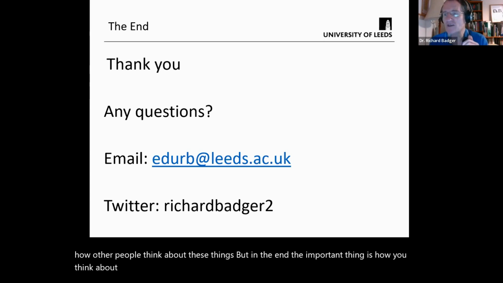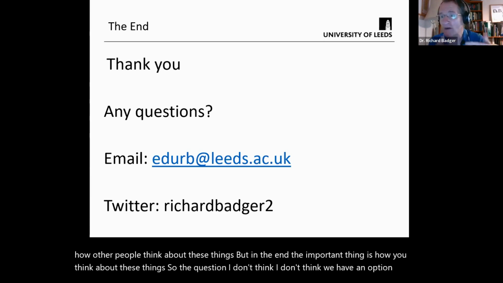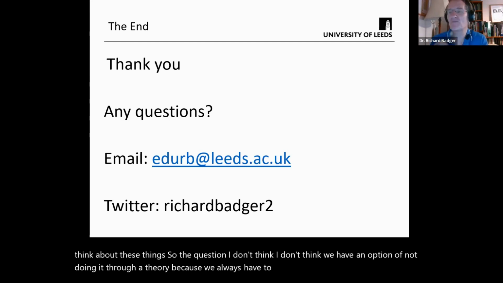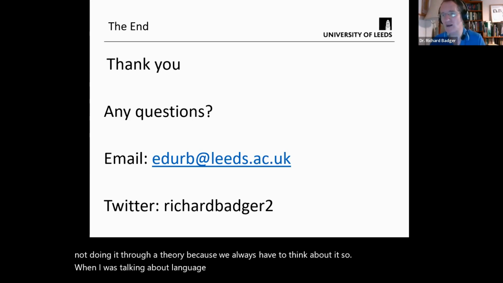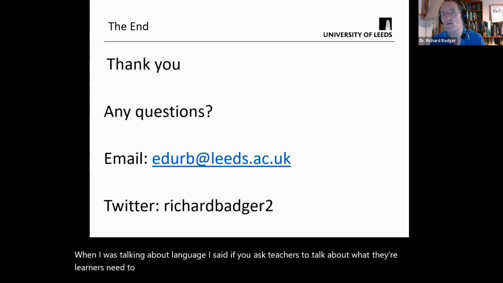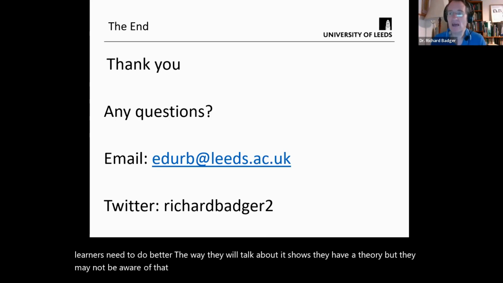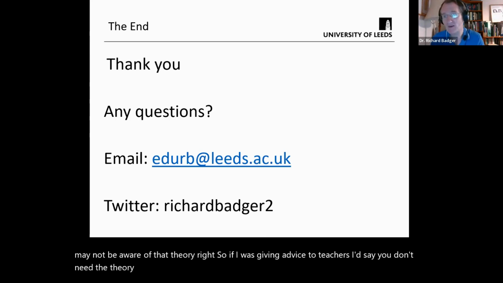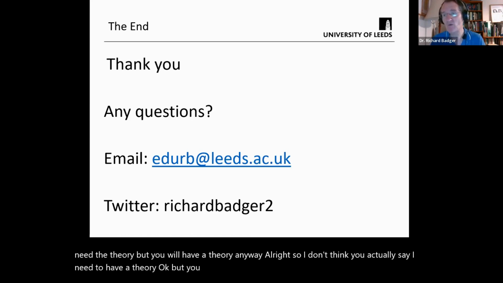So I don't think we have an option of not doing it through a theory, because we always have to think about it. When I was talking about language, I said that if you ask teachers to talk about what their learners need to do better, the way they talk shows they have a theory, but they may not be aware of it. If I was giving advice to teachers, I'd say you don't need the theory, but you will have a theory anyway. So you don't need to say you must have a theory, but you do need good reasons for doing what you do.